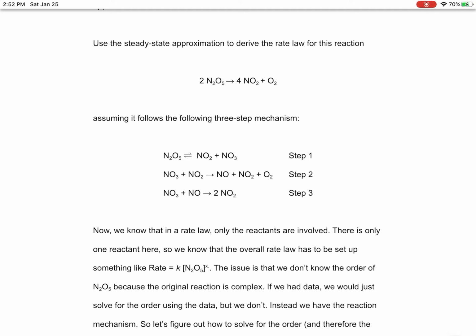And like I said, they will tell you that on the AP exam still, but I just wanted to go through it in this kind of situation. So, if step 2 is our rate determining step, okay, well, it's an elementary reaction, meaning that we can just take the coefficients as the orders of each reactant, and we should be able to be done.